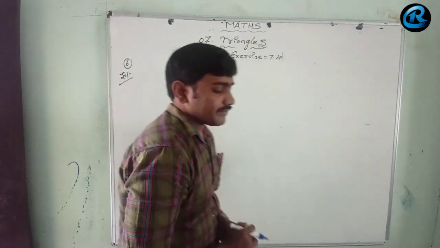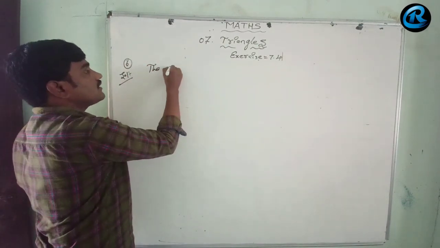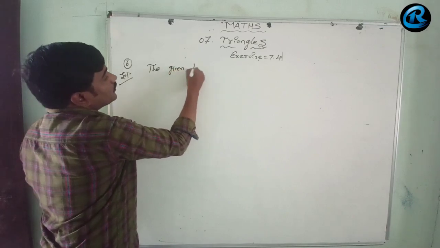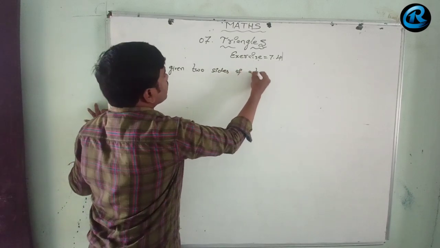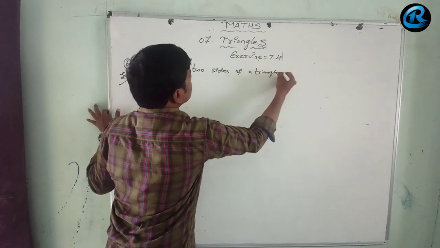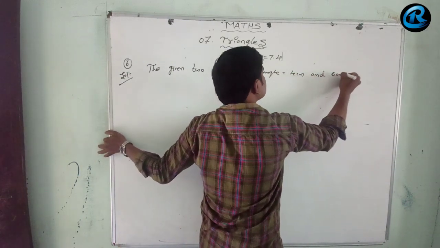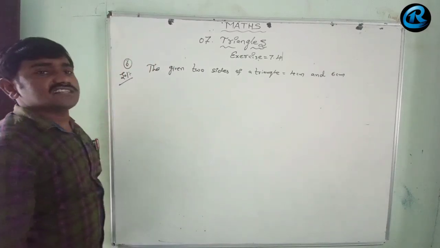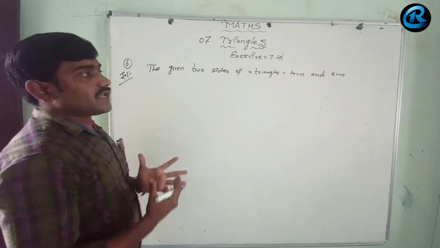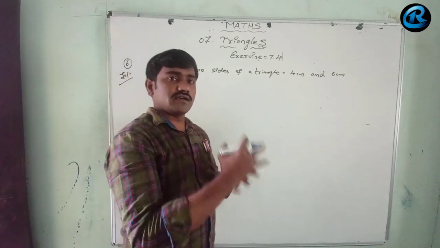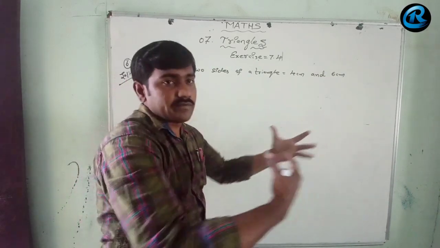So here the two sides of a triangle are given. The given two sides of a triangle are 4 cm and 6 cm. We have to find out the third side of the triangle. And the third side, you can write 5, 6, 7, 8, whatever number you can write now. So how many triangles can you form like that?